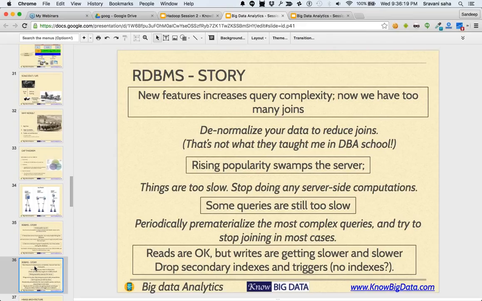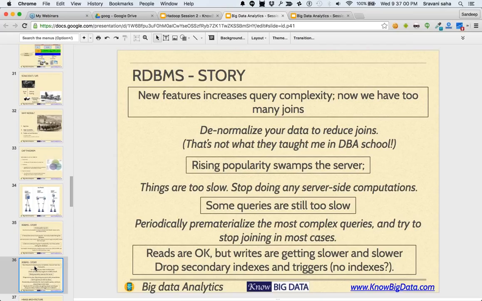And whenever you have this pre-materializing thing, it's equivalent of caching. Just that in case of caching, the cache is prepared on demand. In pre-materializing, the cache is prepared upfront. Okay, so after some time, the reads will be okay, but then writes will get slower and slower. So what you do, you start dropping the secondary indexes and triggers as well. So we let go of everything which the database had to provide, except for data in and data out.